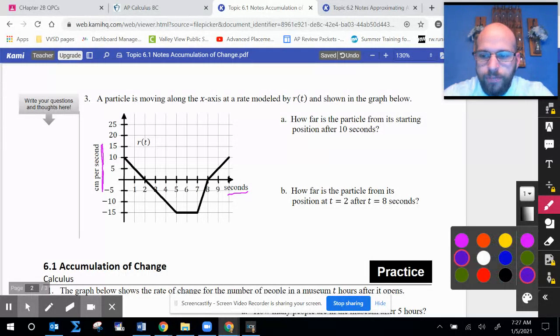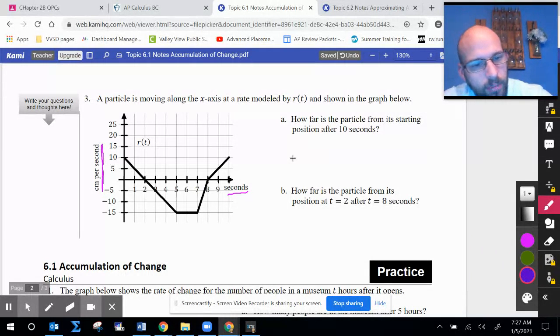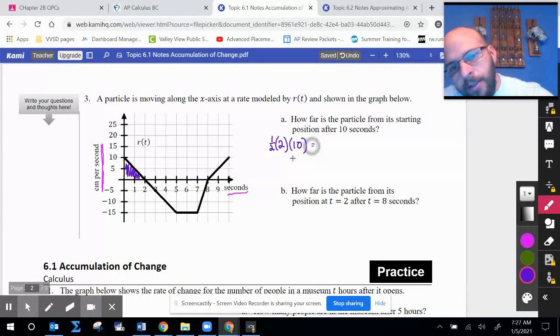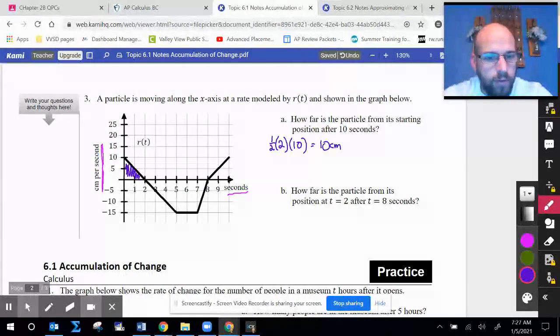So what I want to do is sum up all these areas. So I have this triangle here. So I'm going to do 1/2. The base is 2. The height, you have to be careful with your units here, is 10. So I'm going to get 10 centimeters for that.